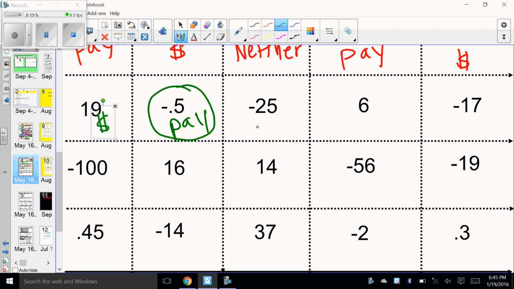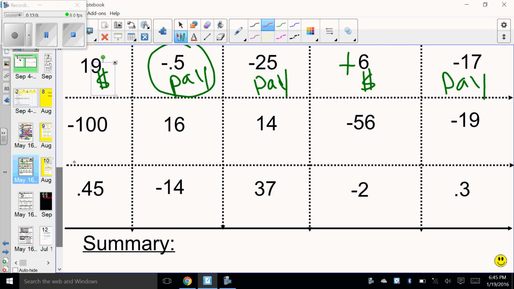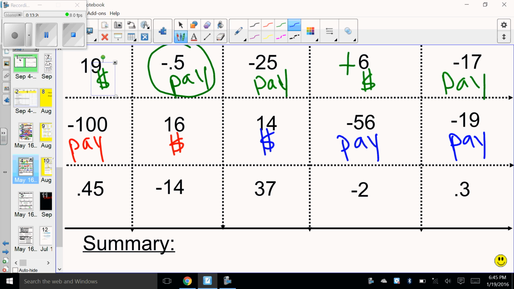Moving on, we should say pay, $25. Next one is positive 6. It's money in the bank. This one here, we're going to say negative, which is a pay $17. Next row, starting with -100, you should have said pay. We're going to pay $100. As we keep moving on, then, we should say $16 in the bank. Then it's $14 in the bank. We are going to pay $56. We're going to pay $19.